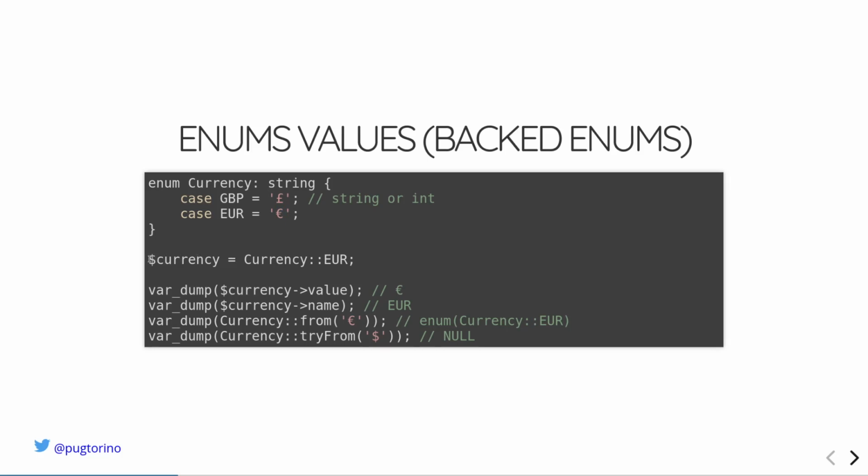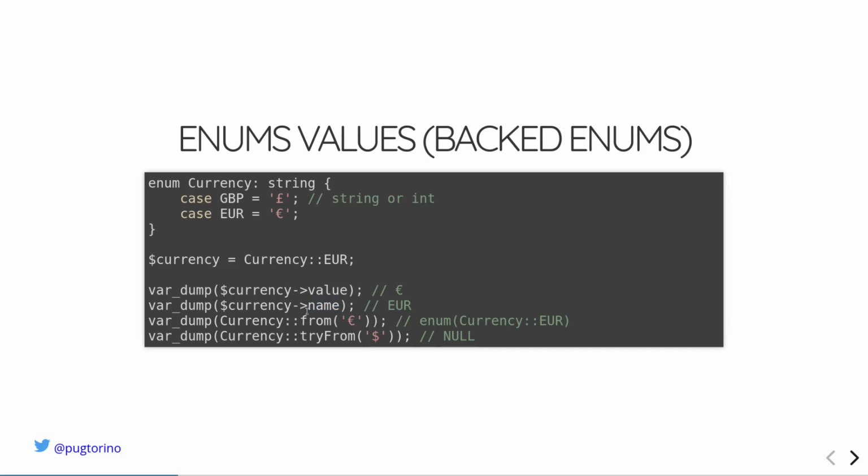Okay, so let's try to assign an enum value like euro to a variable dollar currency. How can we actually access the value and the name of the enum? We can access them using a property, because currency is actually a special class. So there are two defined properties, value and name. The value is the value that we specified here as a string, in this case the euro symbol, and the name is the name of the constant.